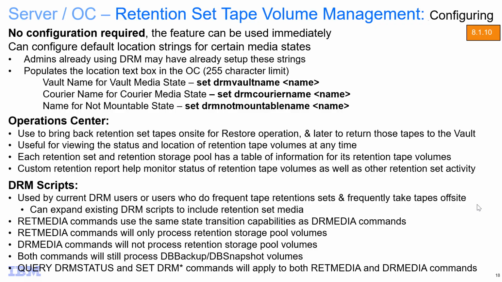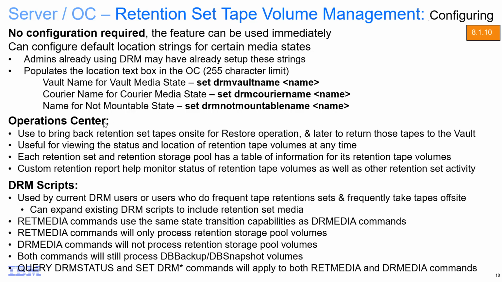Setting up the retention set tape volume management is straightforward. By default, you really don't have to do anything. You can use it immediately. However, if you want to configure it a little bit more, you can do a set DRM vault name and list specifically your vault name, as well as a set DRM courier name and a set DRM not mountable name. And that way you can customize it with your company's specifics. There is a 250 character limit on each of those entries. And if you've already set up DRM, you might have already set these values in Spectrum Protect.